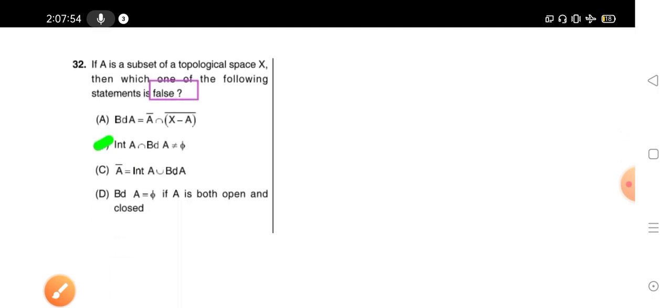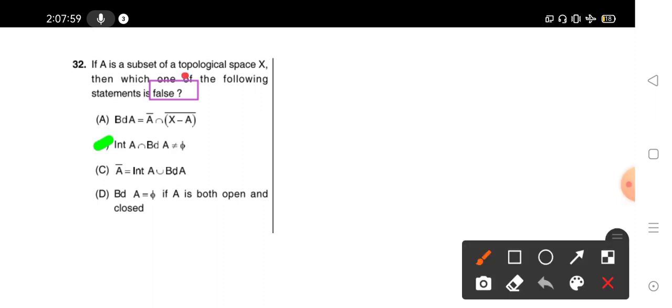Next question: if A is a subset of a topological space X, then which one of the following statements is false?